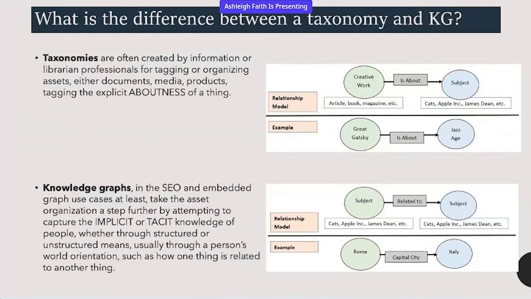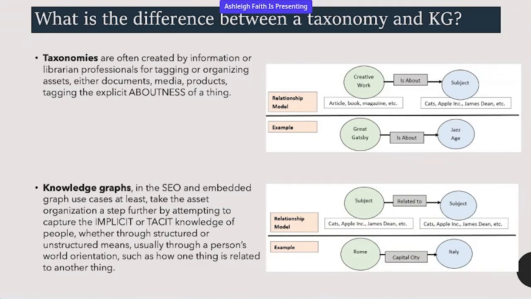So what is the difference between taxonomy and a knowledge graph? First of all, there's a lot of different types of knowledge graphs, so I'm not going to go through all of those in this presentation. The type of knowledge graph I'm talking about here is still a relation between two different nodes. And in this case, the nodes are more like a taxonomy term.